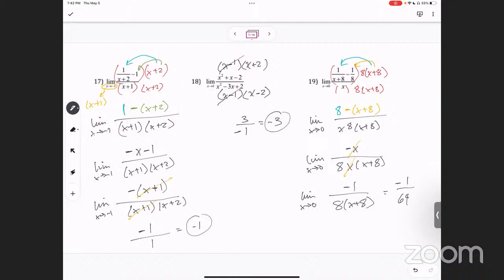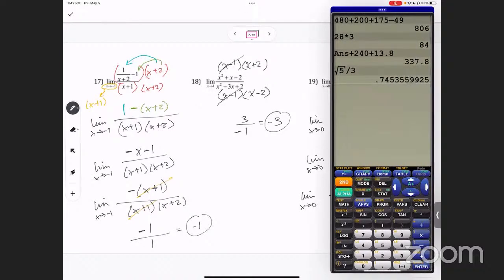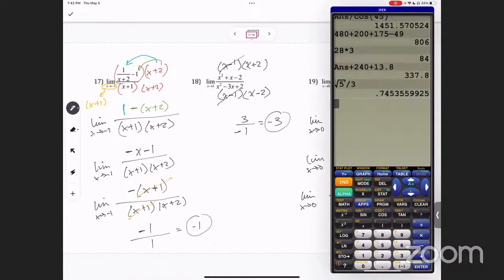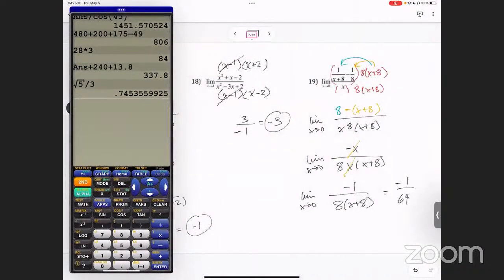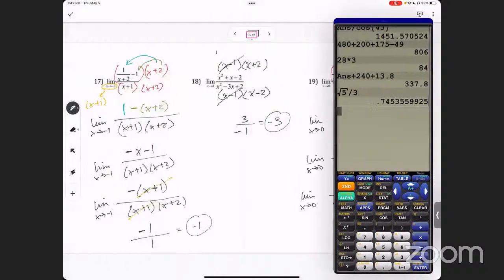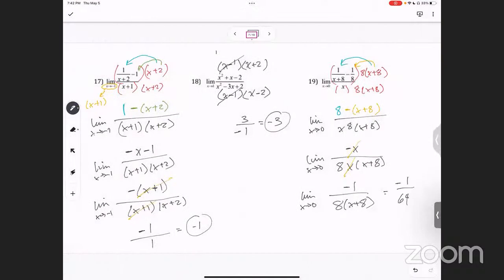If you have the extra time, we're not allowed to use our calculators on this, but on the final. Oh, okay. All right, no problem. Trust me, I wish that we were able to use our calculators on this. Yeah.